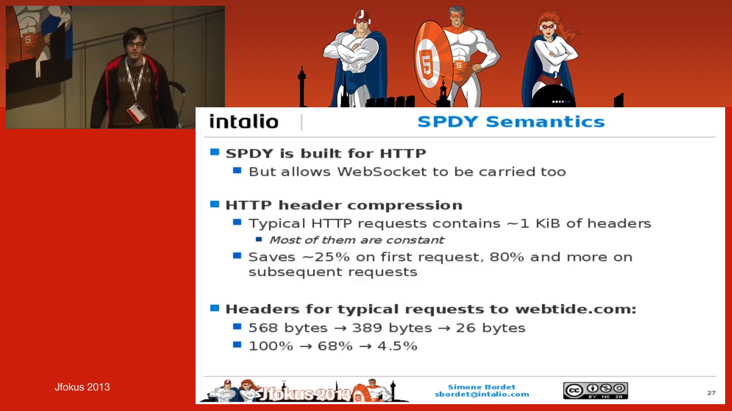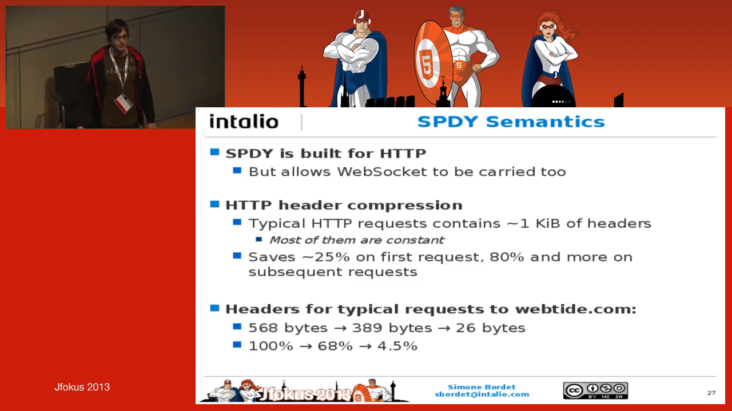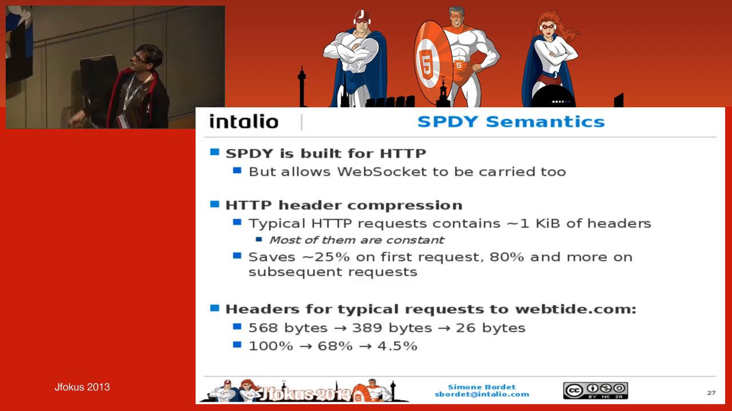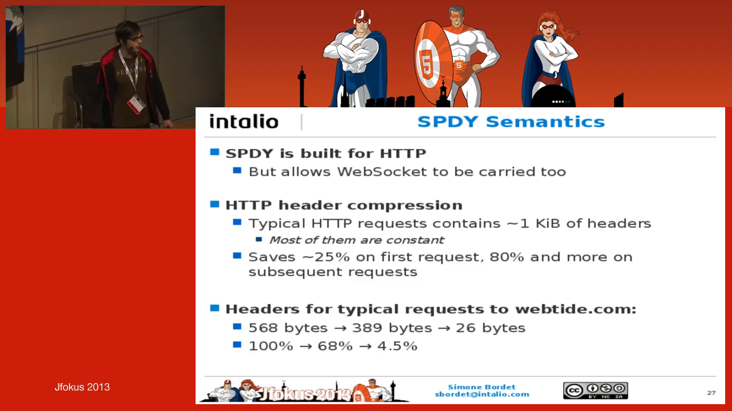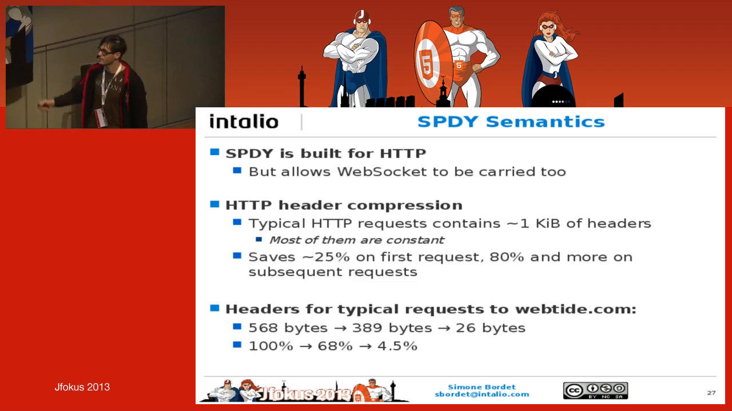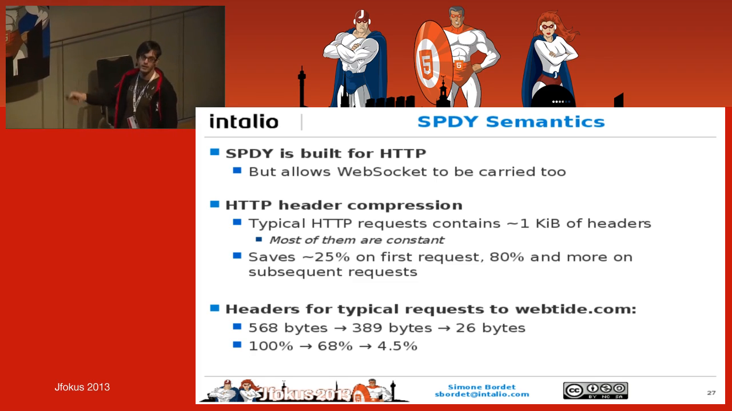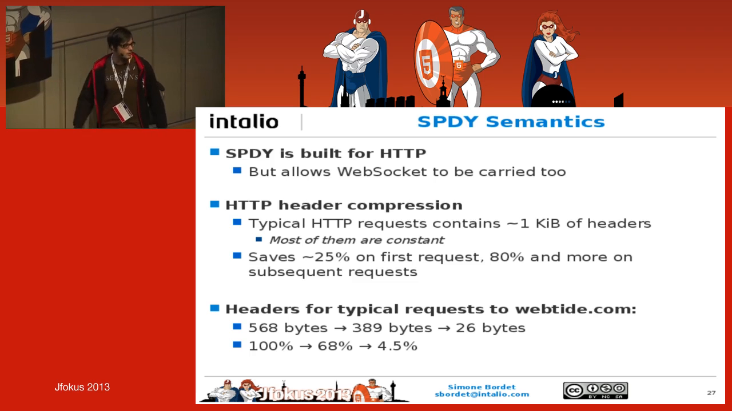Just to give you some numbers, we've taken our own website, which is website.com. With HTTP, 568 bytes of header data for a simple GET request. We just want to tell the server, get me that / page. With compression, we have 389 bytes. So that's only 68% of the original HTTP overhead, and we've already saved the rest just by compressing the headers. For subsequent requests, we have to send 26 bytes. 26 bytes instead of 568 bytes for every request.